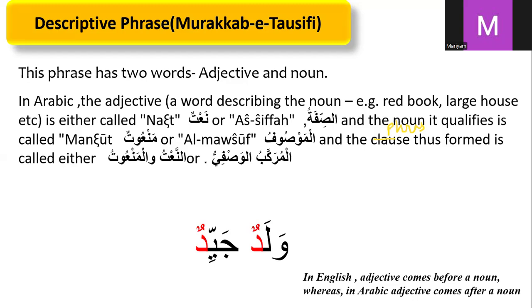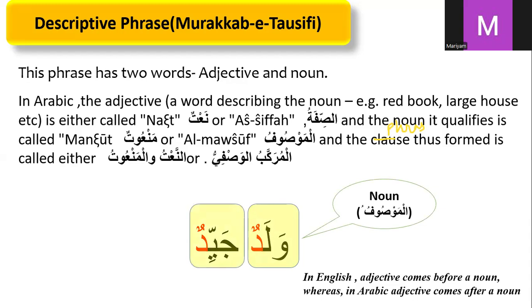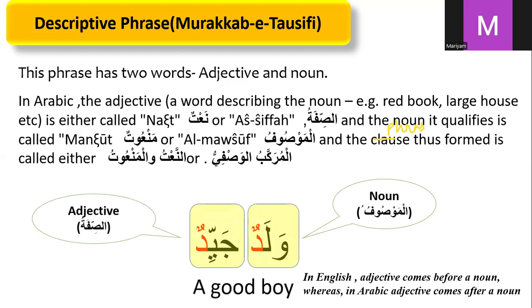Now here you come to Murakkabe Tawsifi. Keep in mind that if there are 2 words and they are in the same pattern, I must say this is Murakkabe Tawsifi. Now we need to compare with English and Arabic. Waladun is a noun, which is called mawsuf, and jayyidun is an adjective, which we call sifat: a good boy.